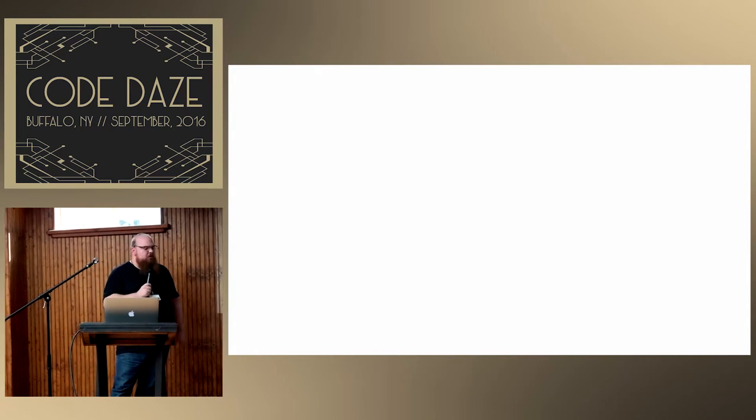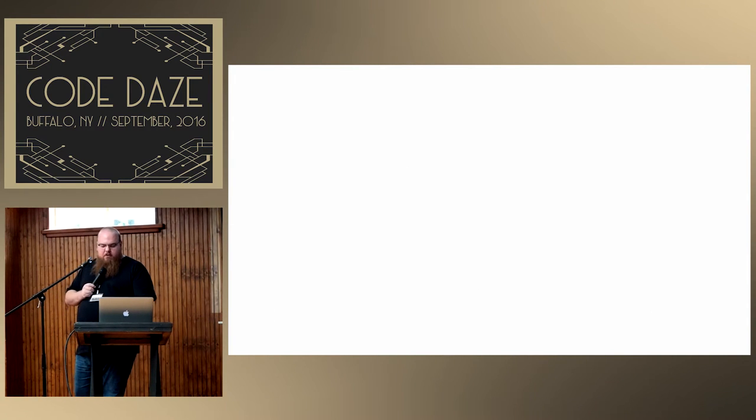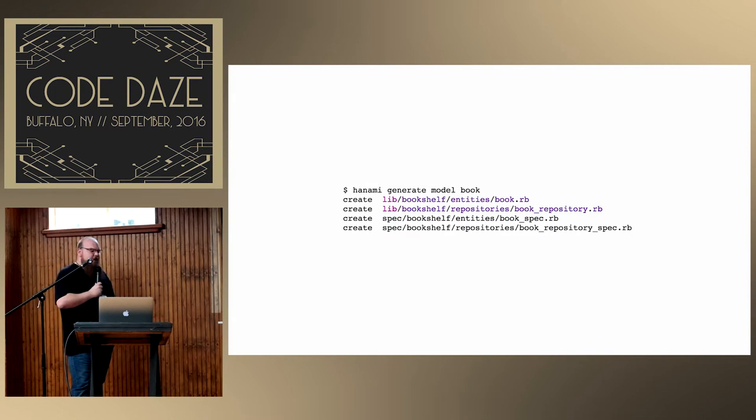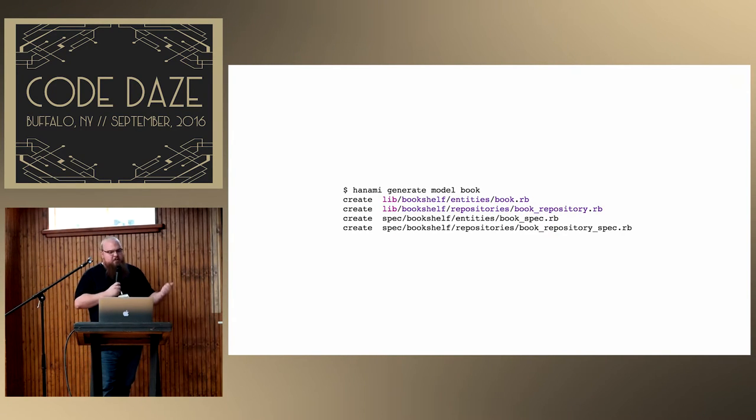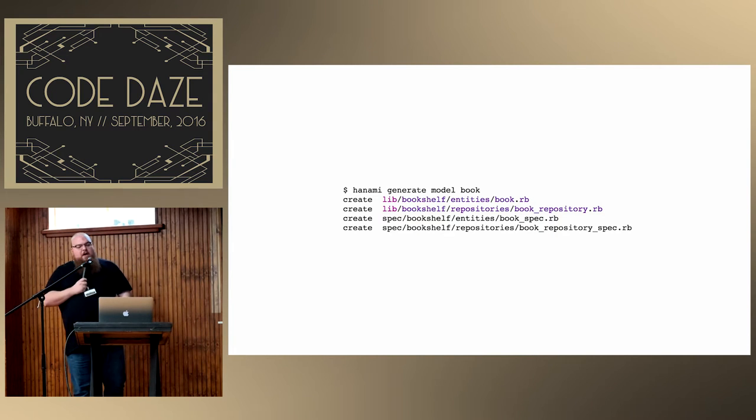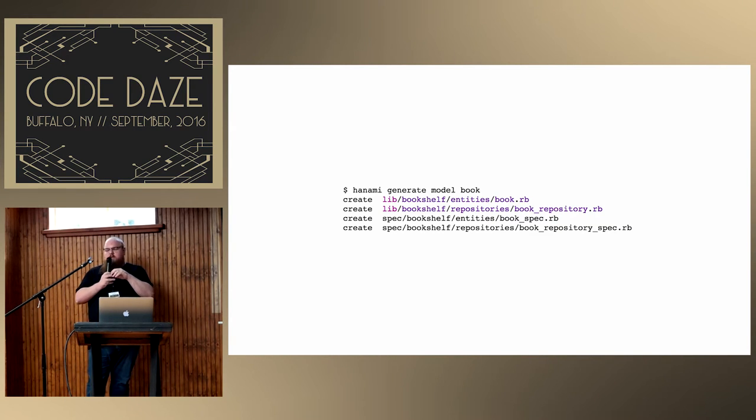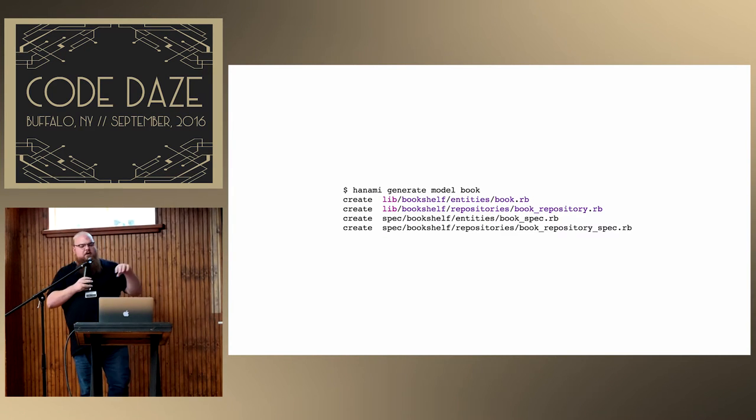We work with data, so let's make a model. From here on out, I'm going to use some of Hanami's code generators. So what we can do here is say hanami generate model, and we want to make a book. One thing I'll point out here is that it created a book entity and a book repository. So Hanami actually separates your domain logic and your persistence layer. We'll look at that here.